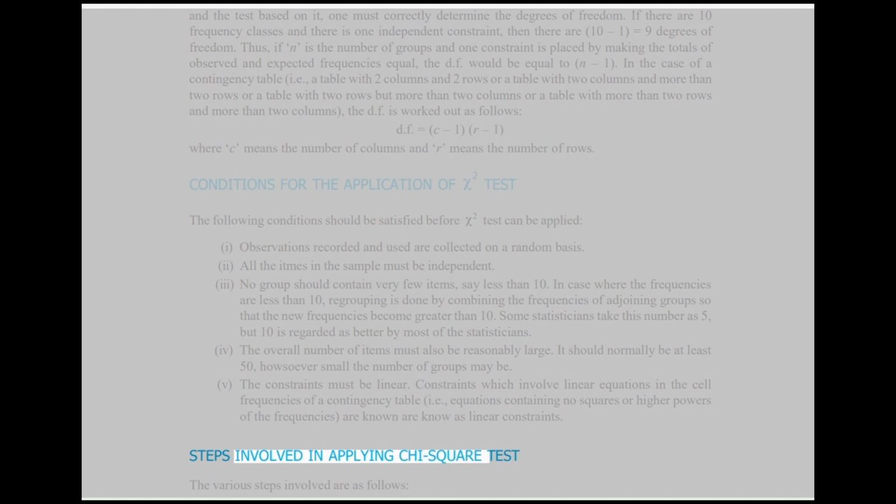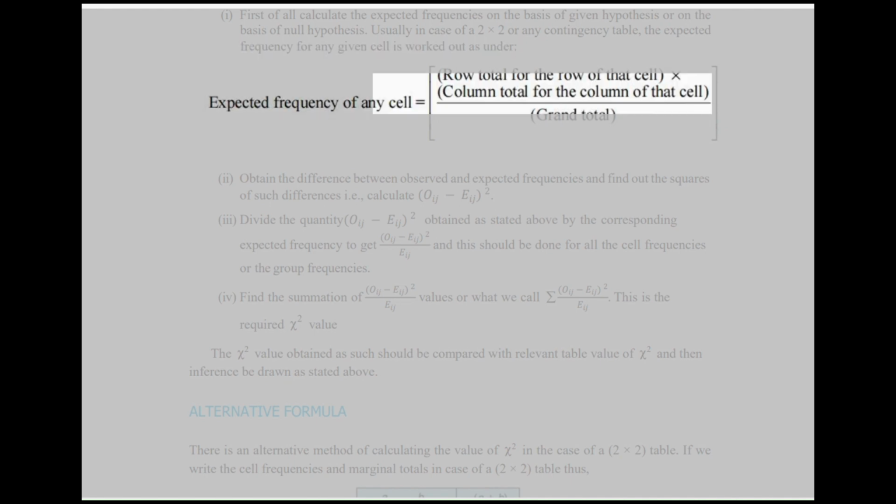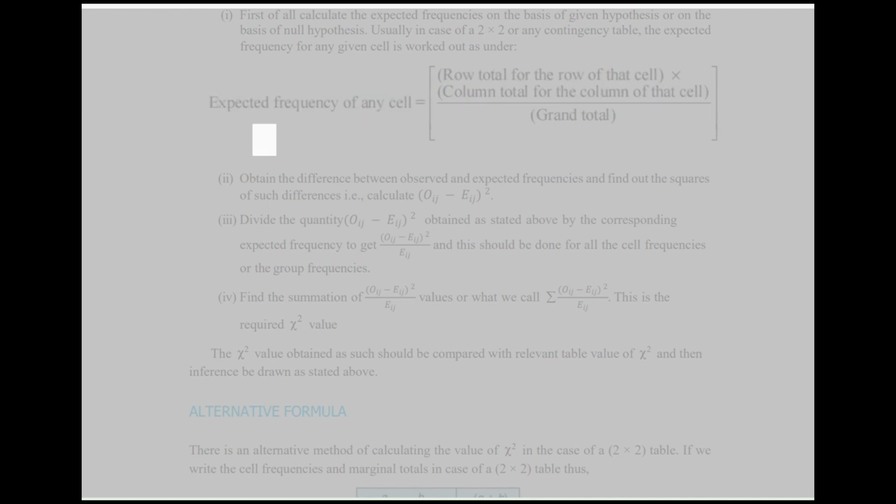Steps involved in applying chi-square test. The various steps involved are as follows. First of all, calculate the expected frequencies on the basis of given hypothesis or on the basis of null hypothesis. Usually in case of a 2 × 2 or any contingency table, the expected frequency for any given cell is worked out as under. Expected frequency of any cell is equal to (row total for the row of that cell × column total for the column of that cell) / grand total.